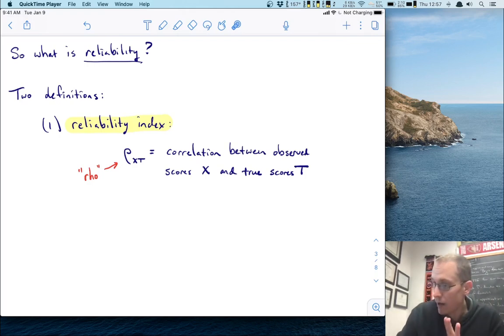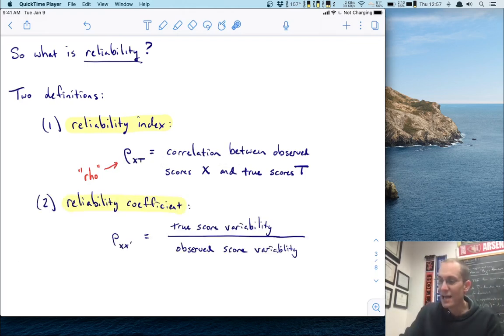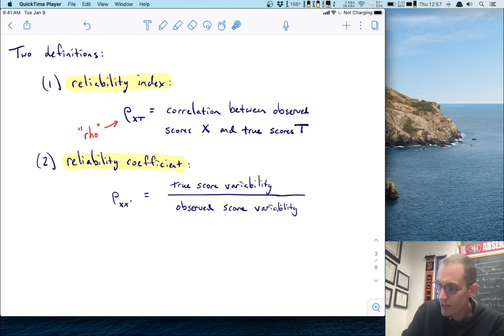Now there's another number that we're going to define, and it's called the reliability coefficient. The difference here is that one of them's called the index and one of them's called the coefficient. So you're going to need to keep those straight, and we will do so throughout the lecture today. It has a slightly different notation. It's this rho with x, x prime, and you'll see in the next lecture why we call it that. For now, just accept that it's a different notation. But the reliability coefficient is defined as the ratio of true score variability, so variance, to observed score variability. In symbols, that would be written as the true score variance, sigma squared t, divided by the observed score variance, sigma squared x.